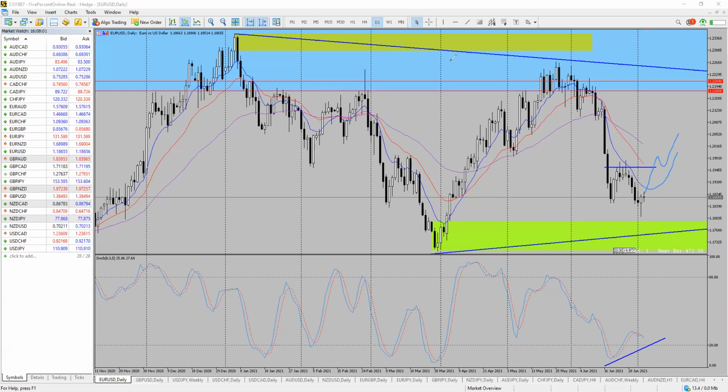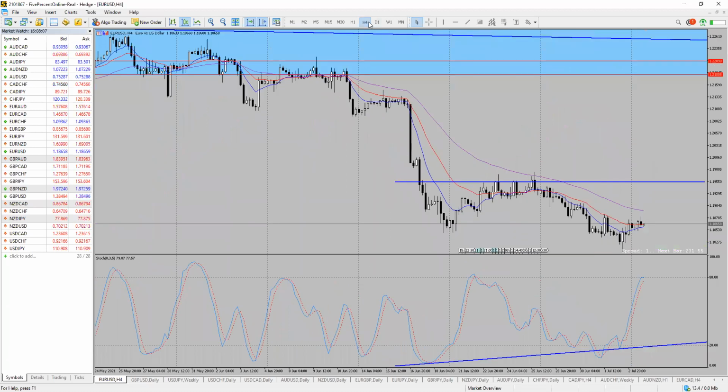So this is for the euro dollar, at least for the middle term, more or less. You can see that on the 4-hour chart, we already have a beginning of a potential reversal.